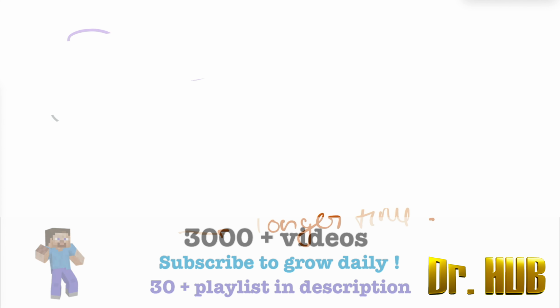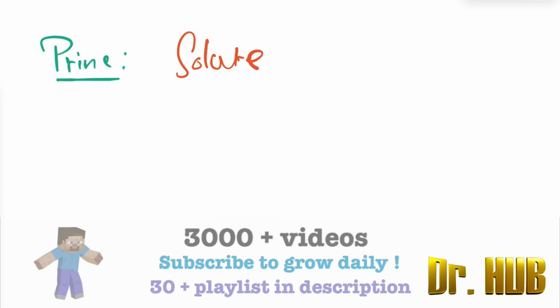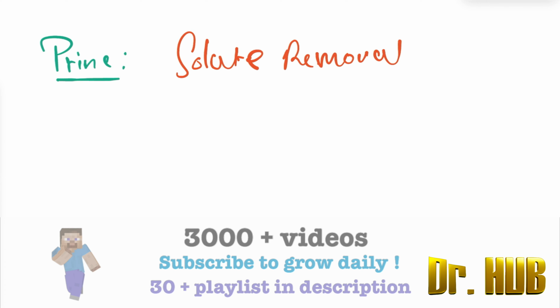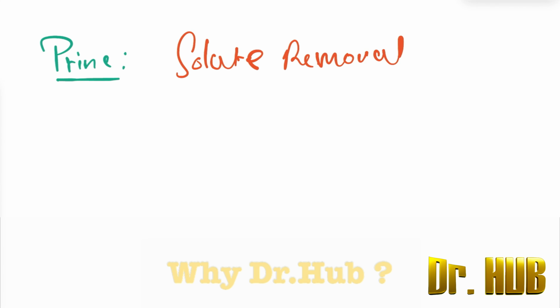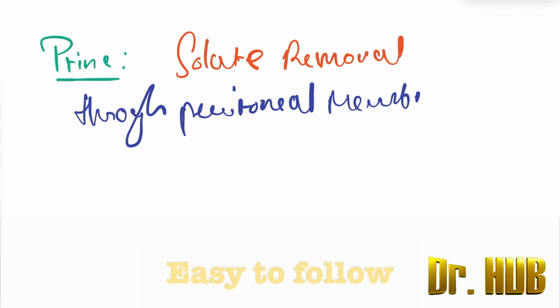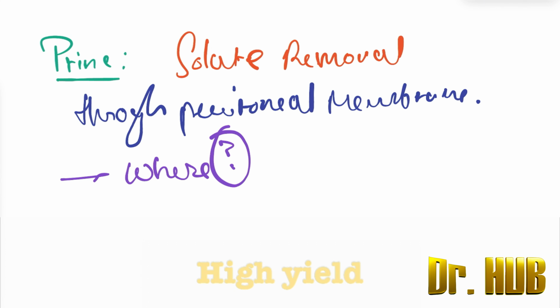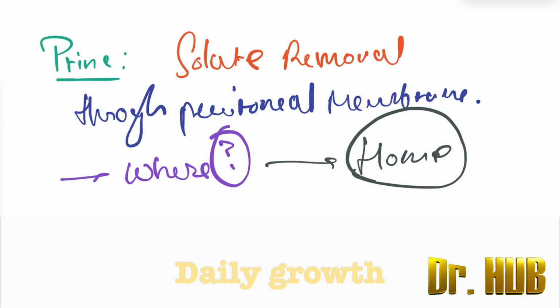And next, what about the principle of peritoneal dialysis? This includes solute removal, and the solute removal is through a peritoneal membrane. So where can this be done? Where is this actually done? The answer is that it can be done at home as well. It can be done at home.